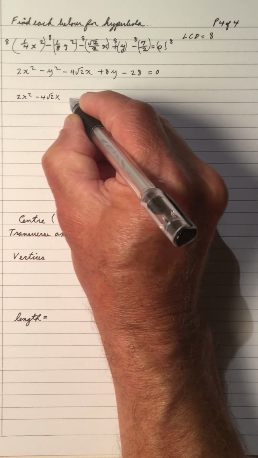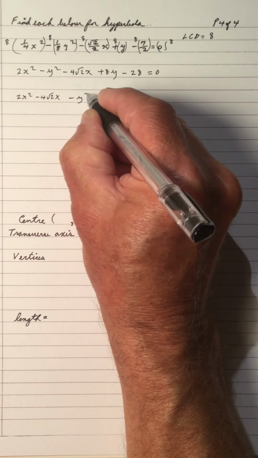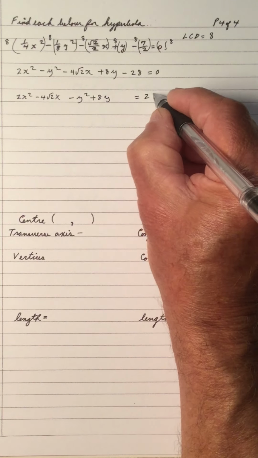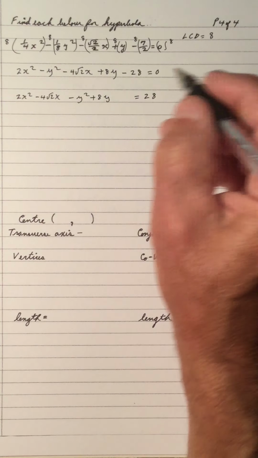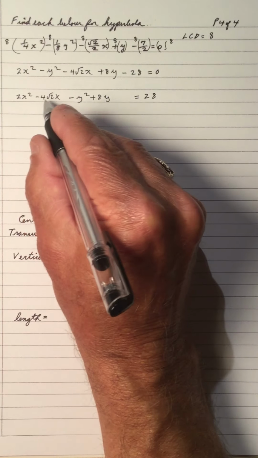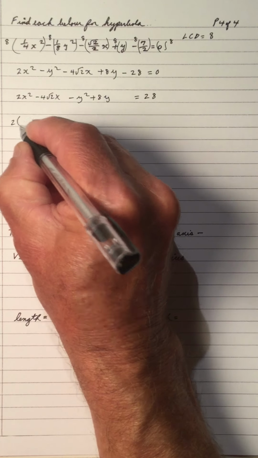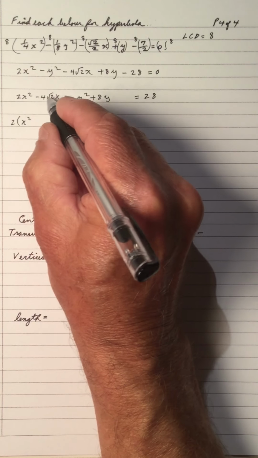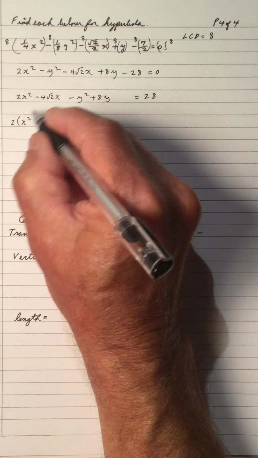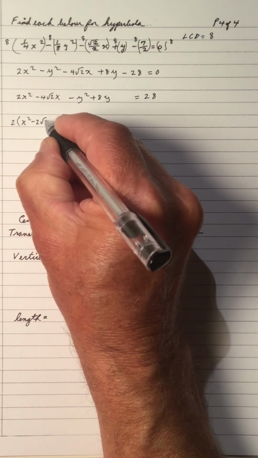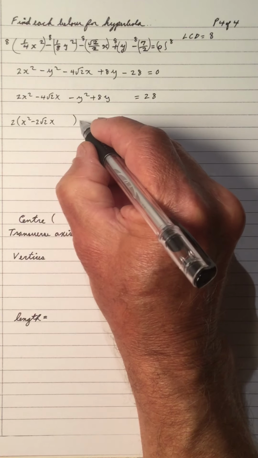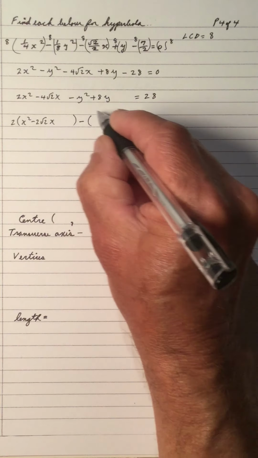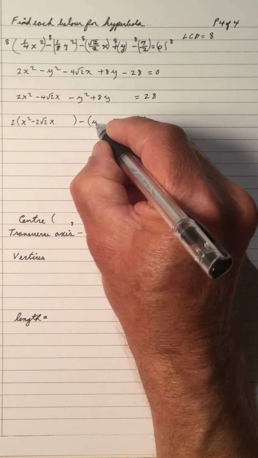I do the x's first, then I do the y's, and I move my negative 28 to the right side to make it positive. And I'll factor to complete the square, so I'll factor out the 2. So 2 divided by 2 is 1, and negative 4 root 2 divided by 2 is a negative 2 root 2. And here I'll take out the negative, because I want the square term to be positive, so I'll take the negative out. So negative divided by negative is a positive.